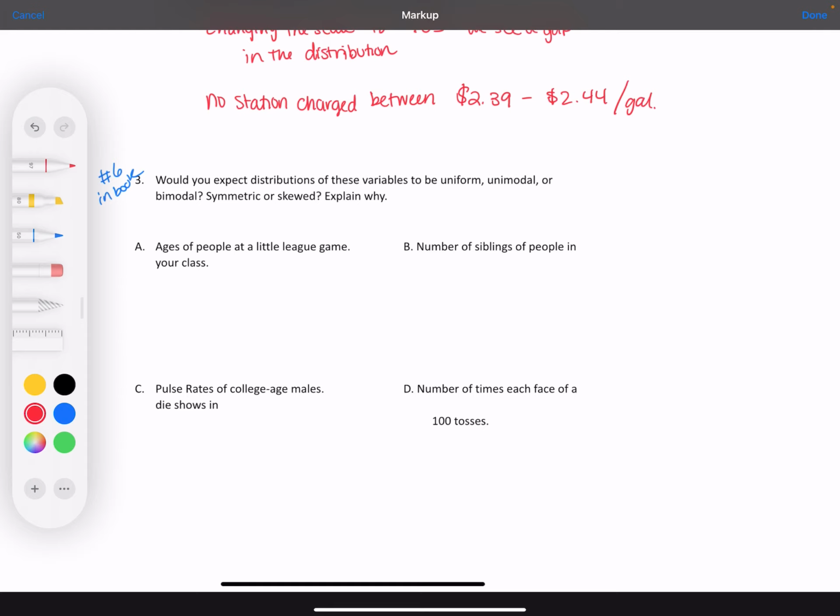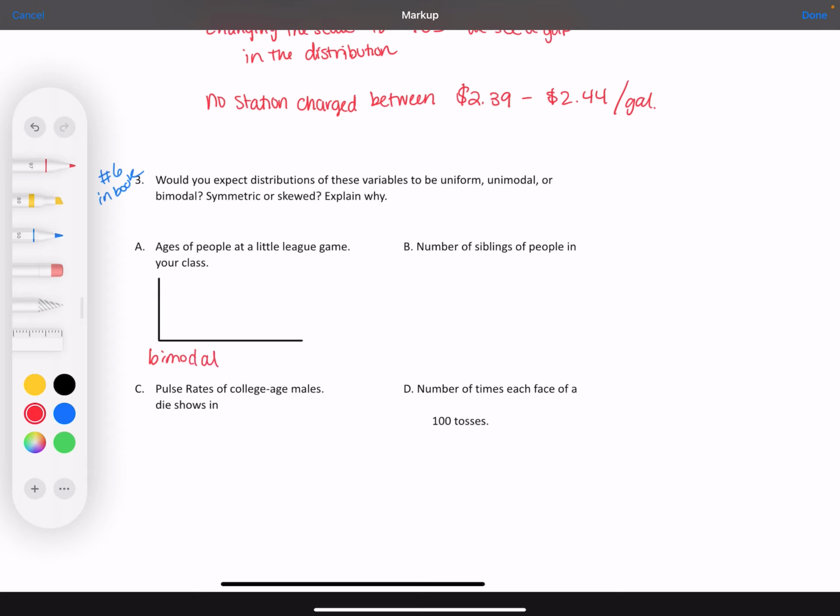Okay, so let's look at the first one. Ages of people at a Little League game. Like Little League baseball. I want to say bimodal. Okay, why? Because you're going to have the kids and then their parents. So yeah, that makes sense. We're going to draw a little picture of it here. Oh, I forgot. Oh, it does do it. Oh, yay. I didn't think it would do it when I was editing a photo. That was exciting. All right, so it would be bimodal.